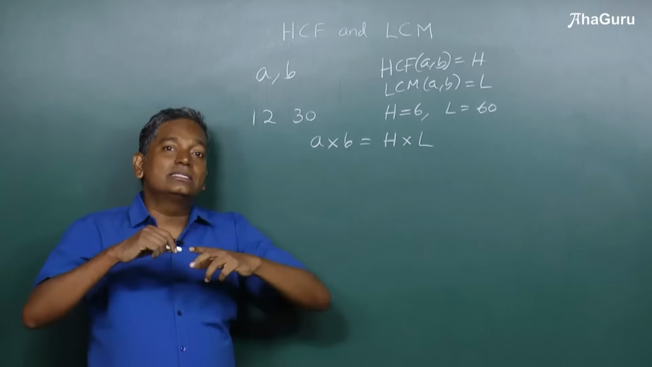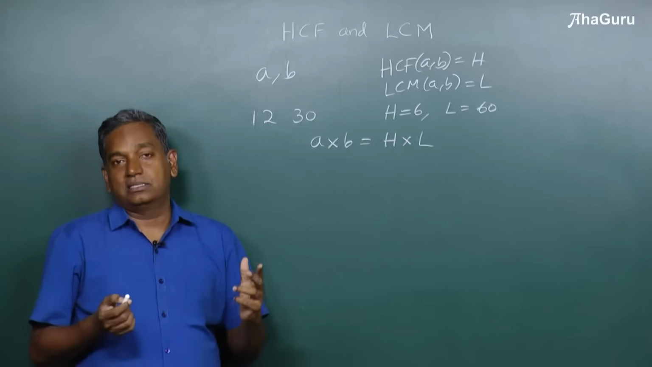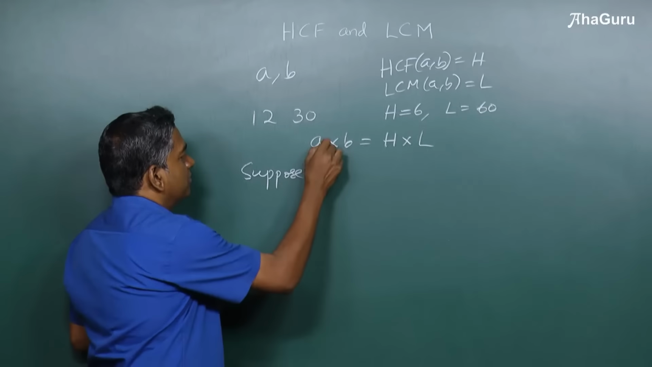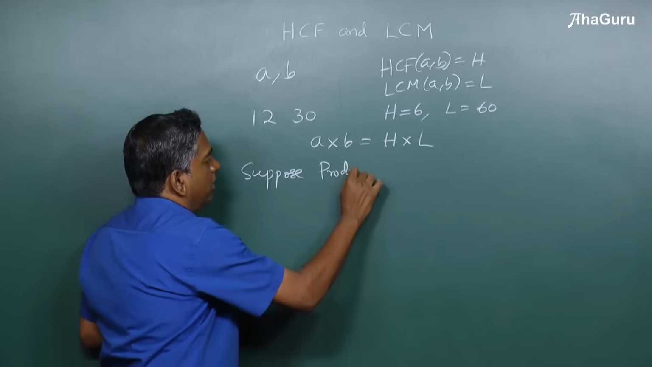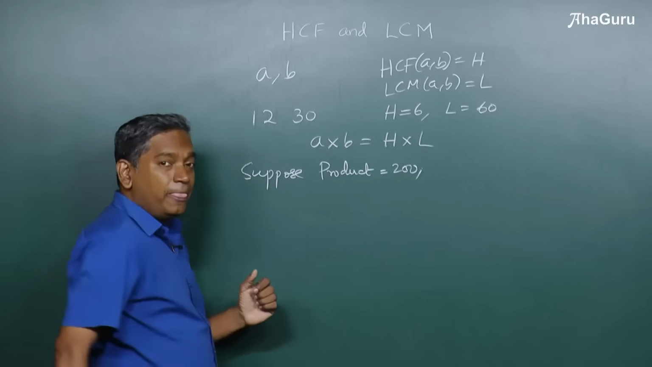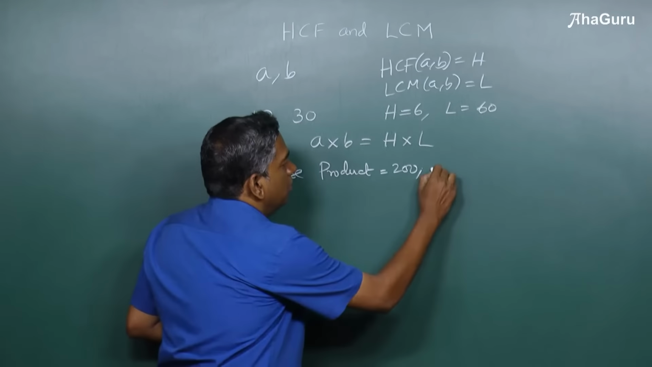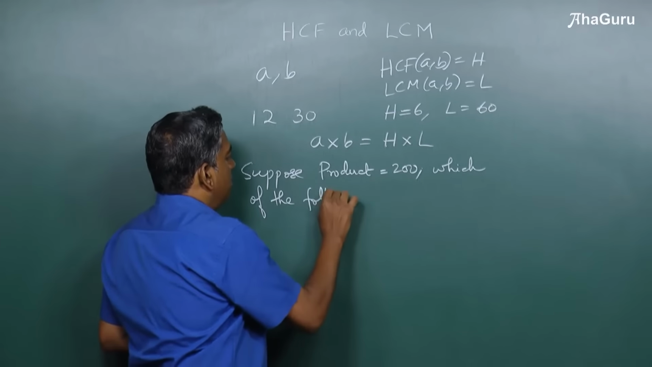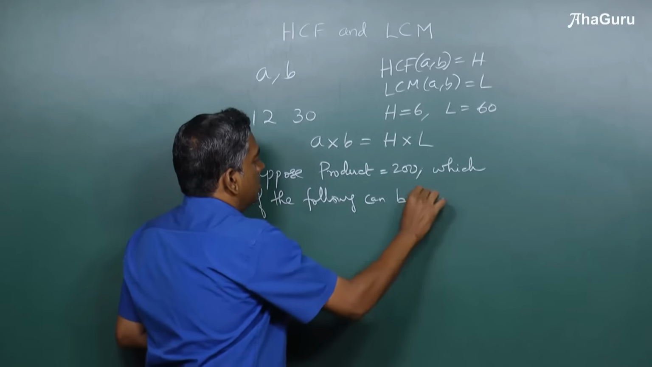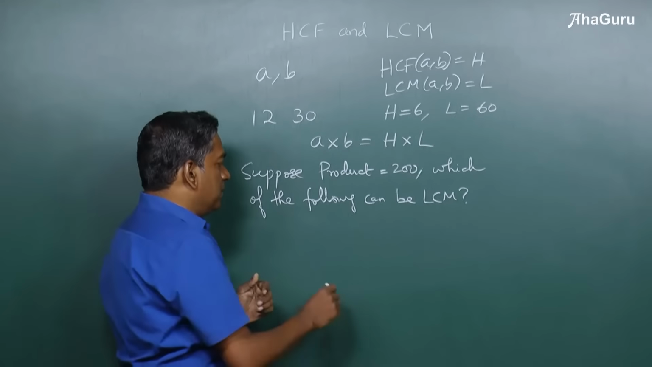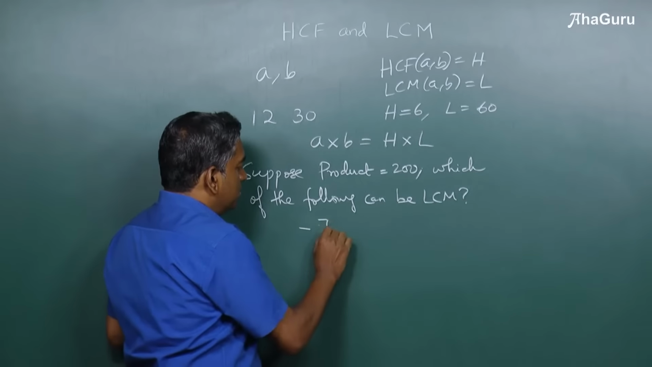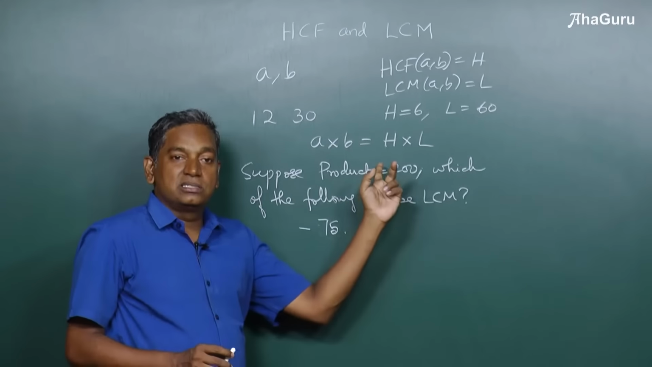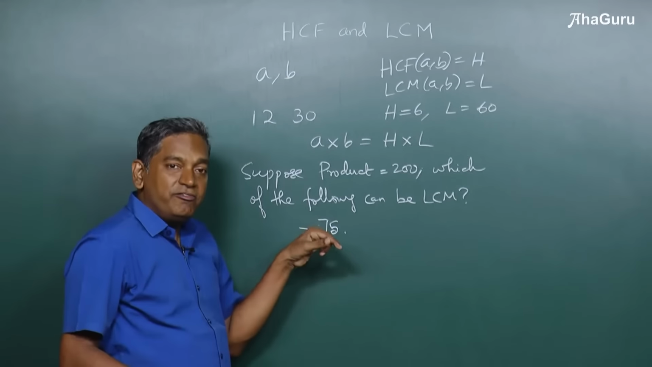Now, based on this idea, sometimes questions are asked. For example, suppose the product AB is 200. Some people will ask you, which of the following can be the LCM? For example, let's take the number 75. So the question is, if the product of two numbers is 200, can 75 be the LCM?